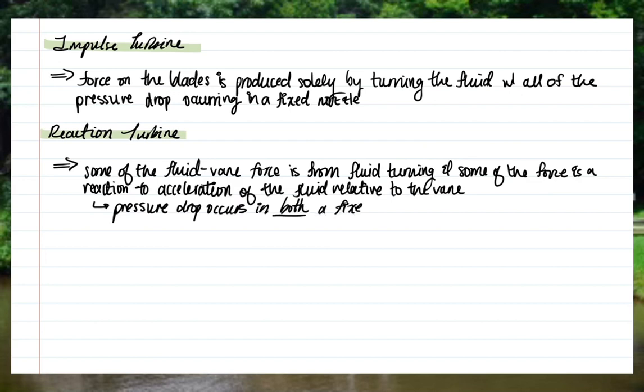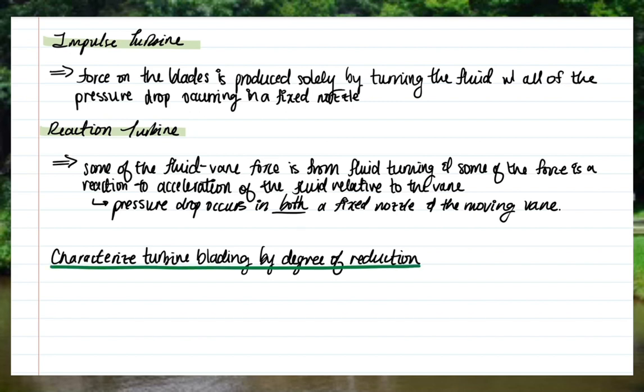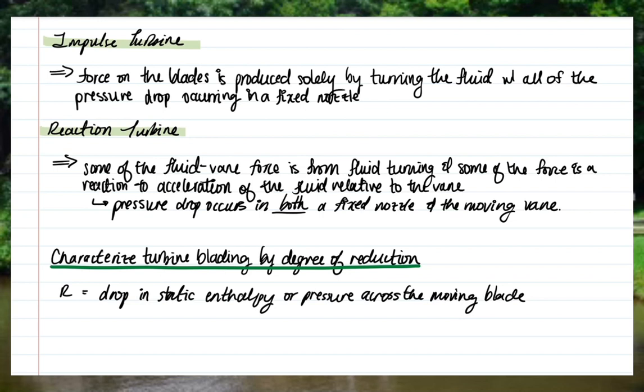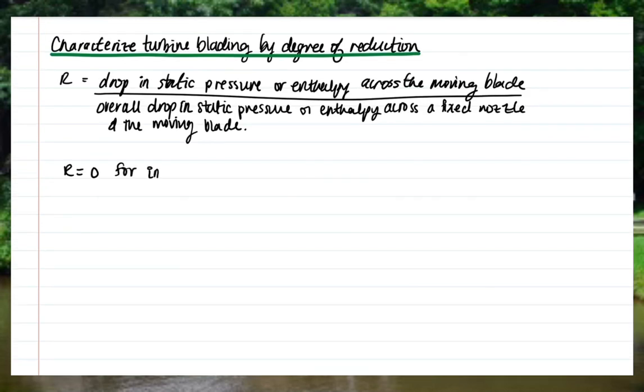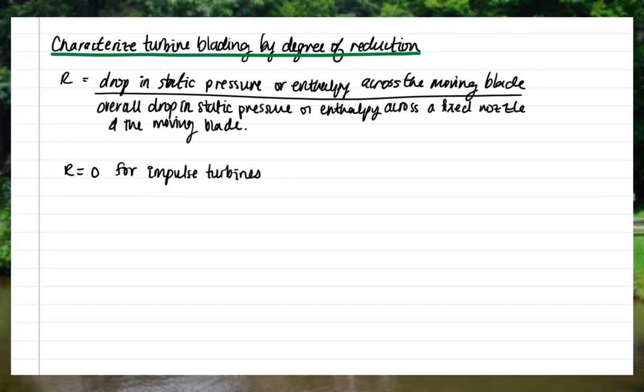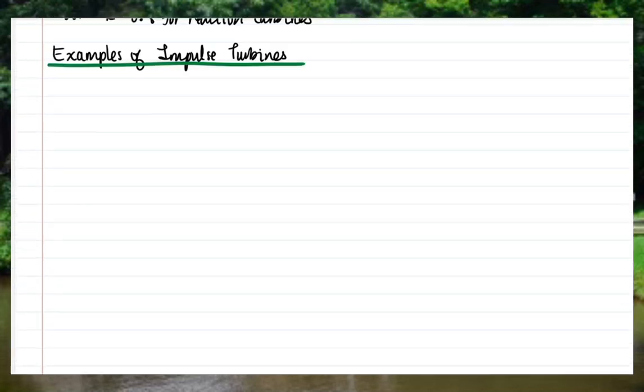One important thing to note is that the pressure drop occurs in both a fixed nozzle and in the moving vane. To characterize turbine blading, you can use degree of reaction, which is the ratio of the drop in static pressure or enthalpy across the moving blade to the overall drop in static pressure or enthalpy across a fixed nozzle and the moving blade. A degree of reaction of 0 is characteristic of impulse turbines, whereas a degree of reaction from 0.1 to 0.7 is characteristic of reaction turbines.